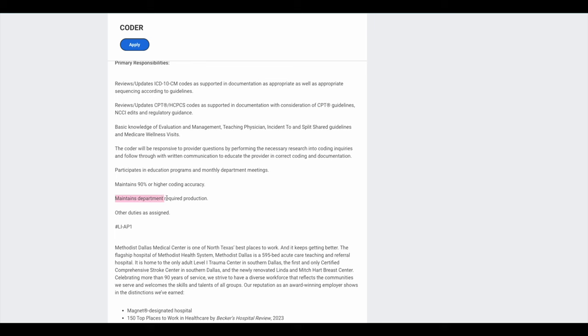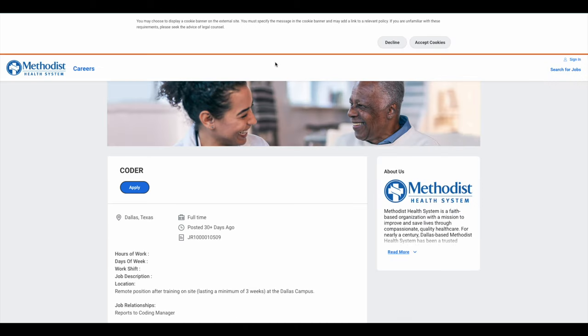And it says also maintains department required production, but they did not list the exact number here of how many charts per day that you will be coding. So let's go ahead and go to the next position.